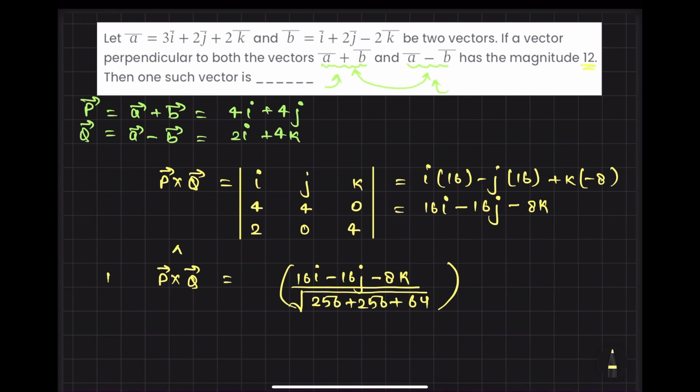So can I multiply both sides by 12? And you can have plus, you can have minus. Okay, means one vector coming out of the plane, one vector going inside the plane. So this is your answer.